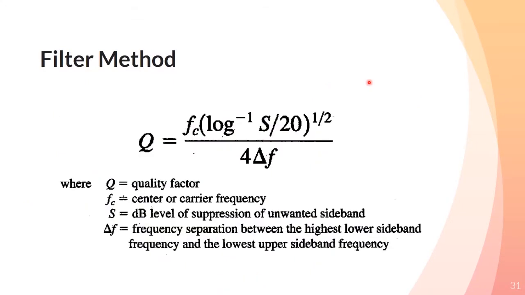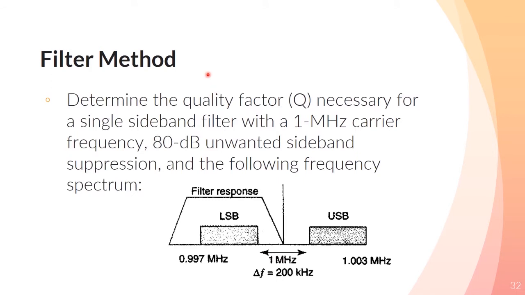The quality factor of a single sideband filter depends on the carrier frequency, the frequency separation between sidebands, and the desired attenuation level of the unwanted sideband. Q can be expressed mathematically as the following equation here, where Q is the quality factor, F sub C is the center or carrier frequency, S is the decibel level of suppression of unwanted sideband, and delta F is the frequency separation between the highest lower sideband frequency and the lowest upper sideband frequency. For an example, let's try to solve this problem.